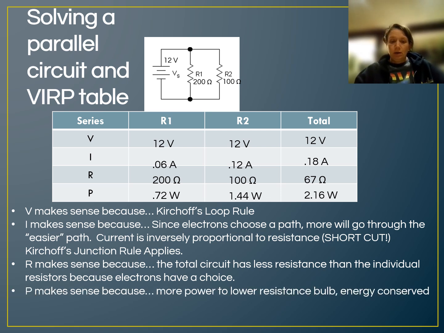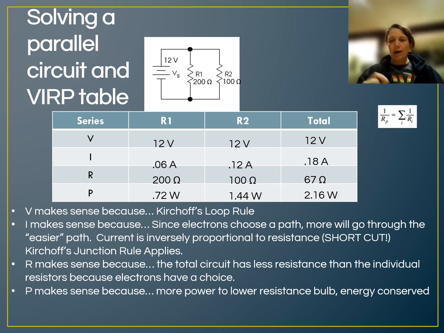The power makes sense as well because in this case we're going to have more power dissipated by our lower resistance bulb. They have the same voltage, but that bulb gets more current. And you'll see that the power values add up again at the bottom.